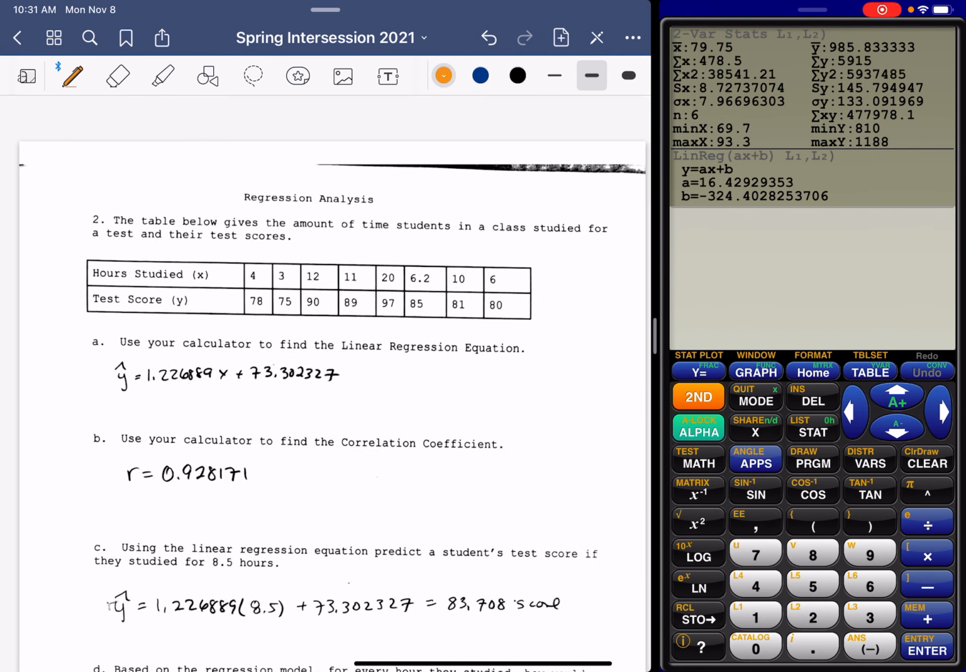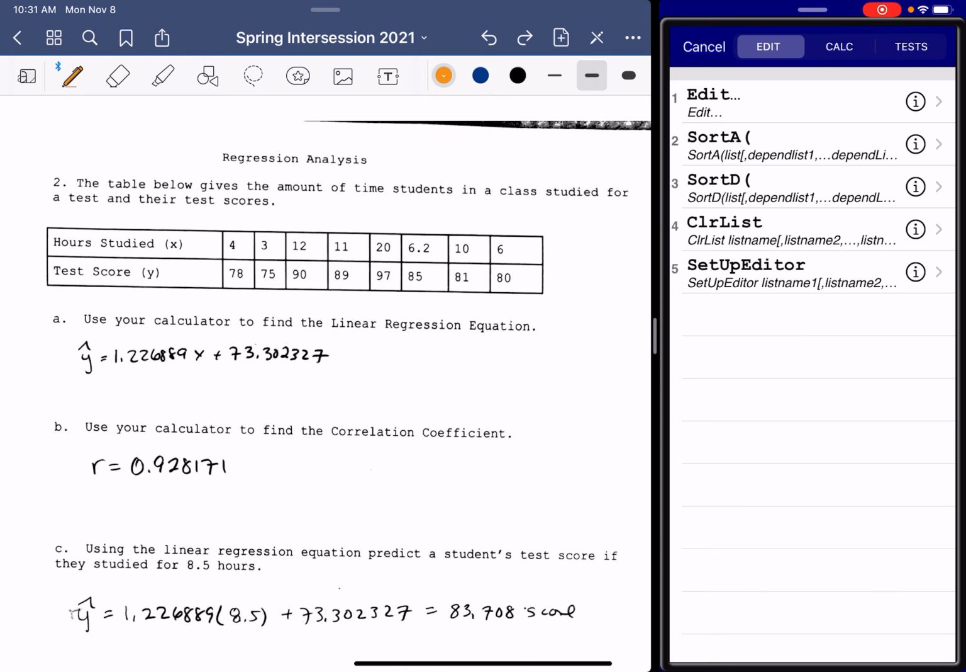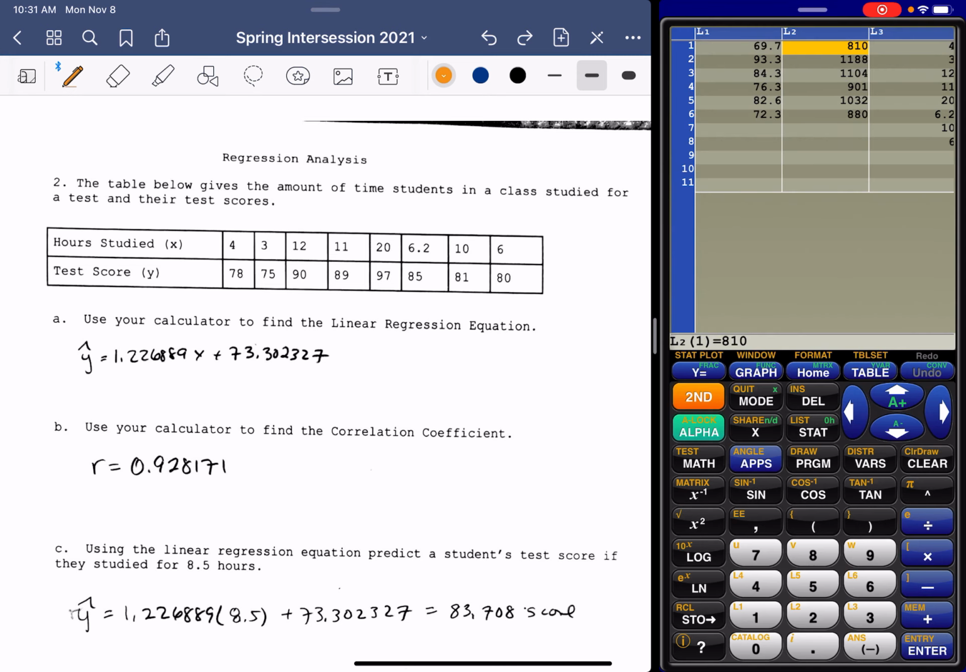So here, something about time students in the class studied for a test. Okay. And fortunately, it gives you X and Y. So I already typed in these numbers. They're over here on L3 and L4, right? This is L3. This is L4. Oh, sorry. L3 and L4 right here. Okay.